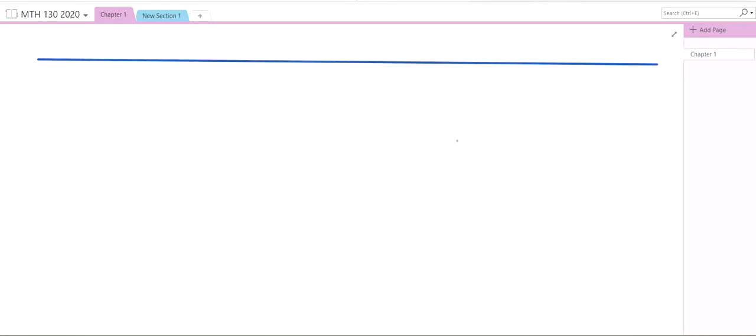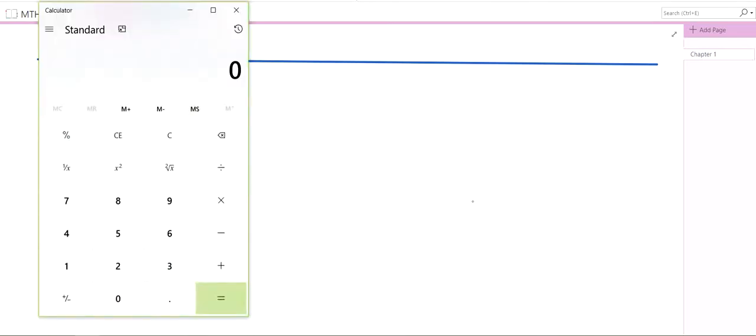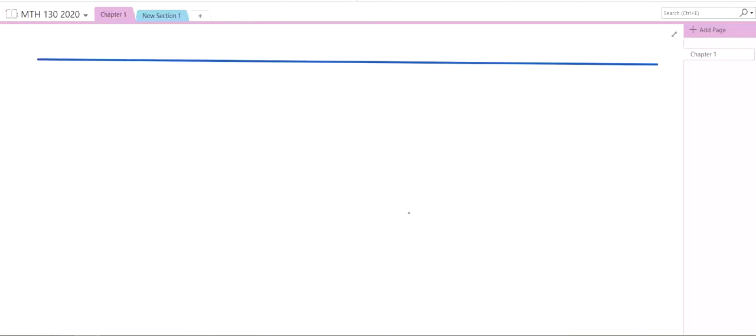Let's take a look. I pull up the Windows standard calculator. Suppose I do 8 plus 2 times 6. What does it equal? Well, the Windows calculator tells us it equals 60. We know that 8 plus 2 times 6 should not equal 60.